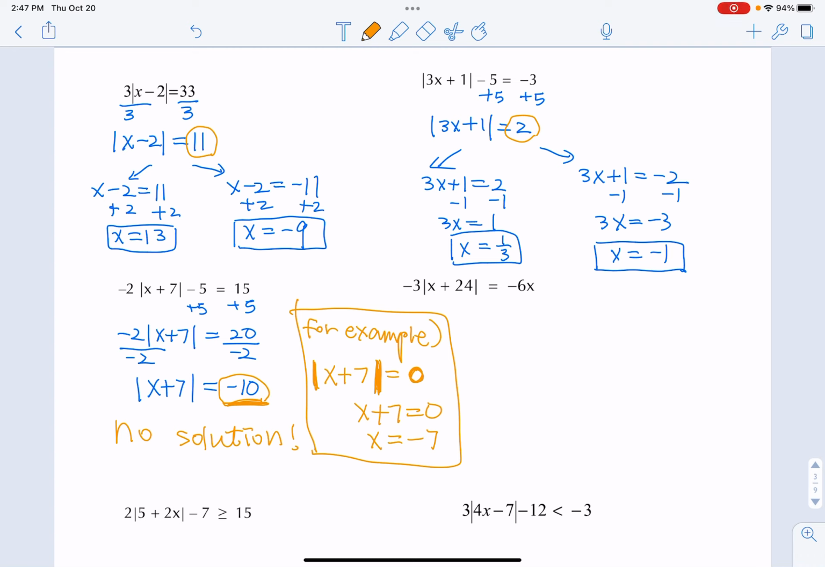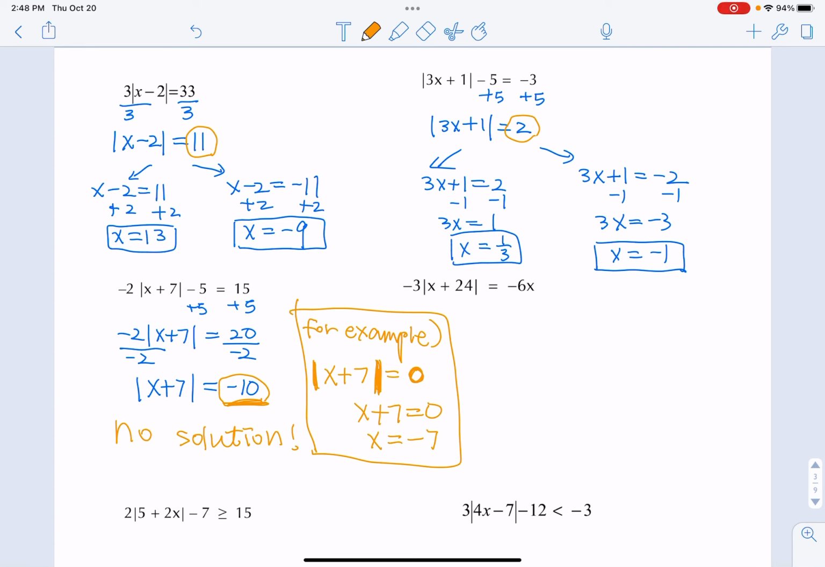So when you solve an absolute value equation, isolate the absolute value on one side and the number on the other side. That number should be a positive number. In that way, you can set up two equations. If it's a negative number on the other side, there will be no solution. If it is 0 on the other side, there will be one equation you can set up.